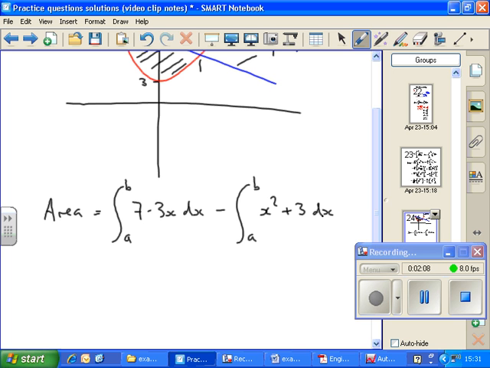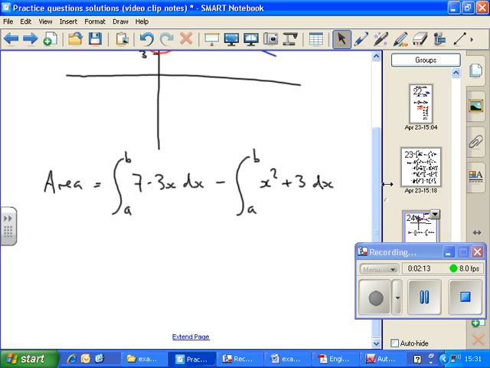All we have to do now is find these limits a and b, which are the points where they intersect, by letting 7 minus 3x equal x squared plus 3. And then we can put those limits in and try and solve the integrals like we did in the previous question. So you could have a go at that. The solution follows.